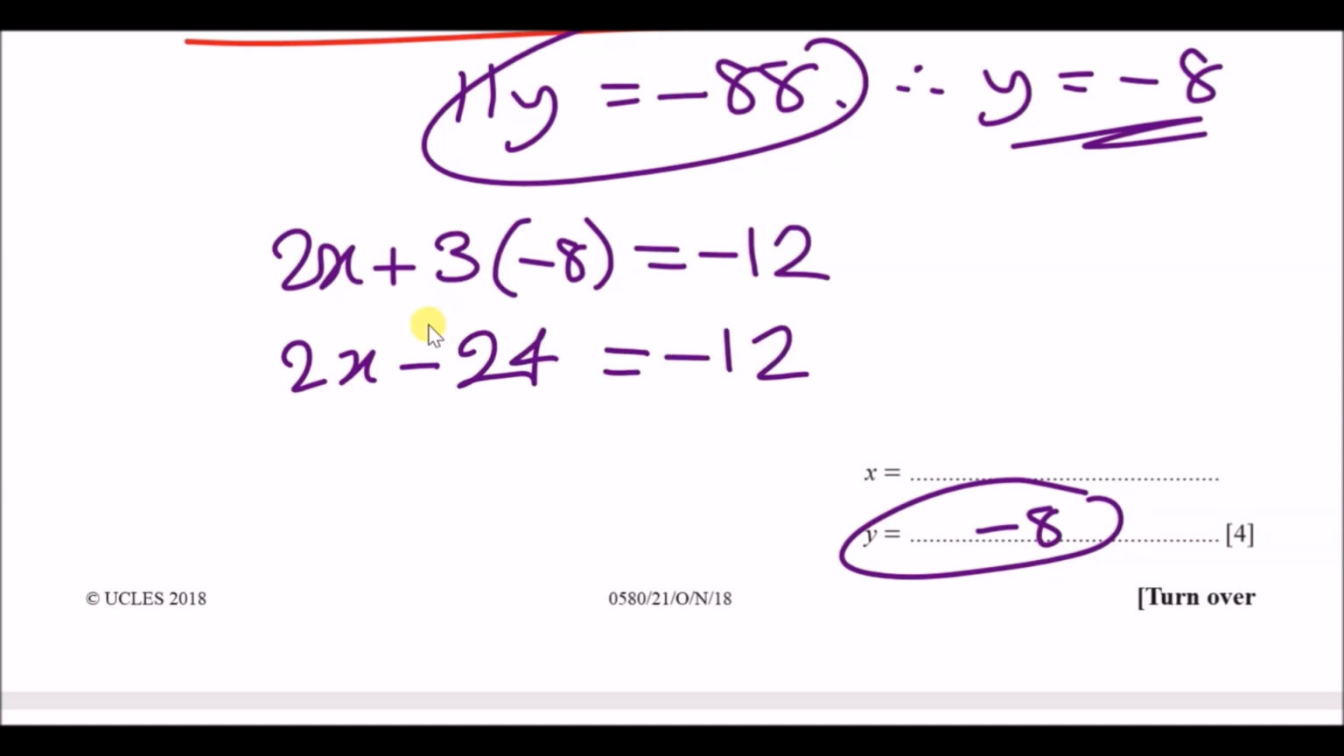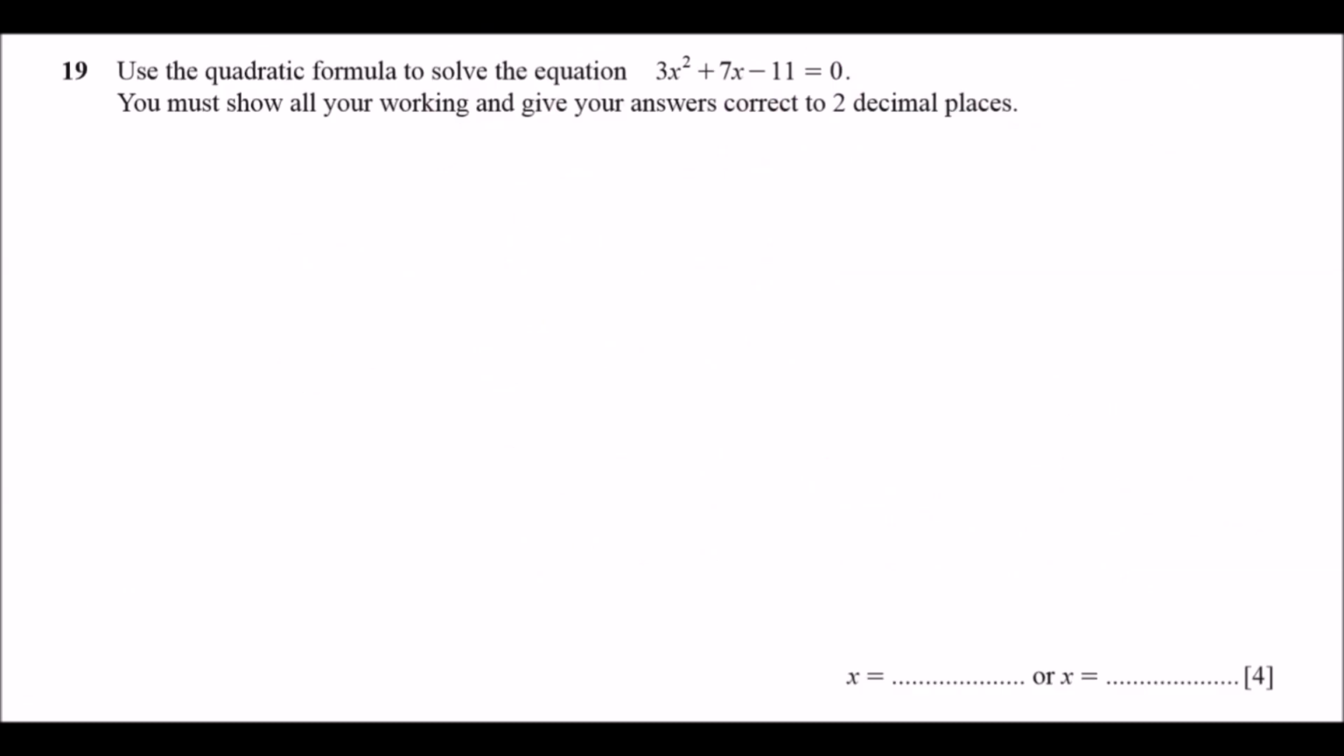And then adding 24 across, we're going to get 2x equals minus 12 plus 24, which is plus 12. Halving this, you get 6. So x equals 6.